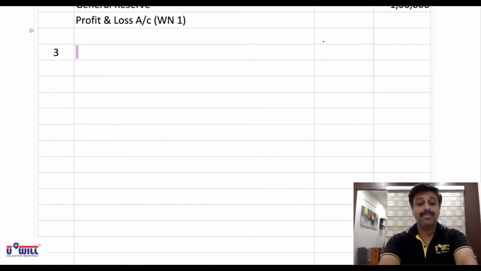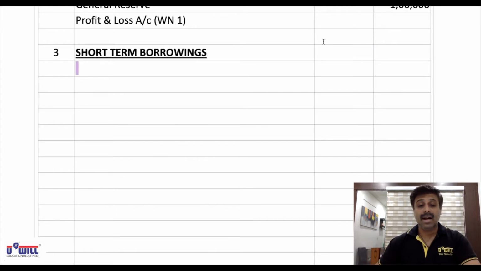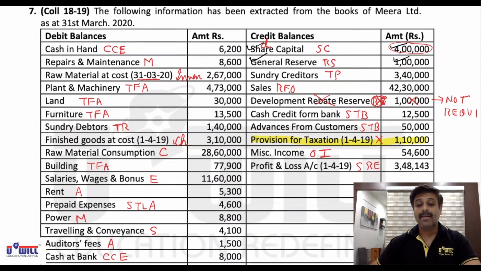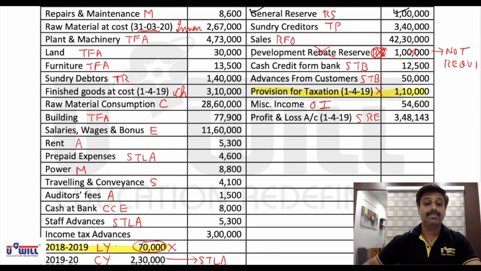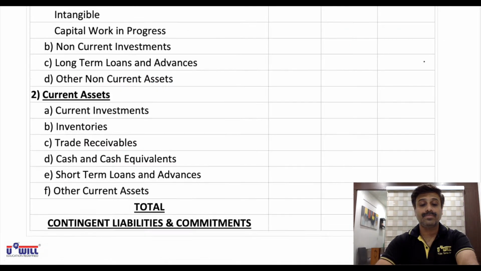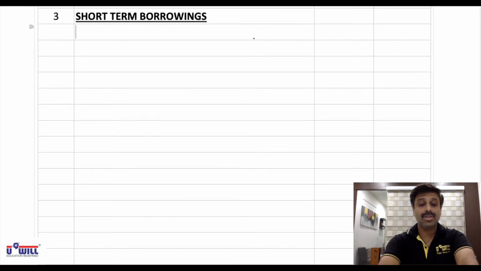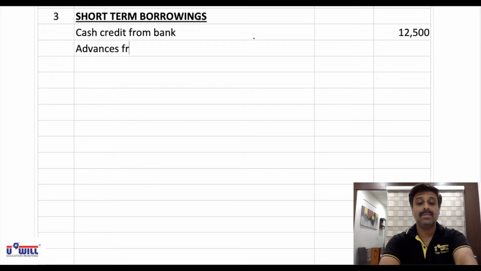So directly short-term borrowings. All the STB marked items. Cash credit from bank 12,500 and advances from customers 50,000, total 62,500.